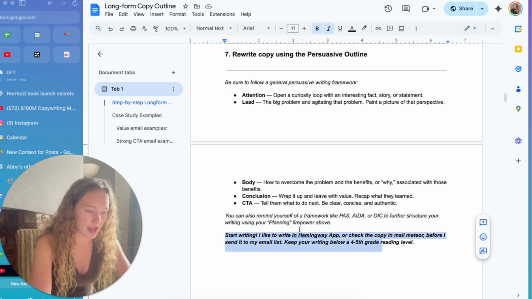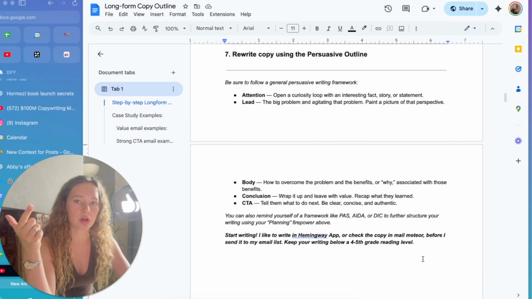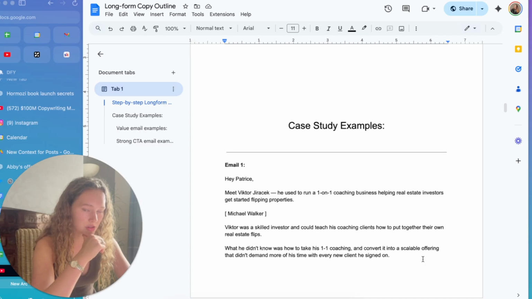And then you want to start writing. You can use Hemingway, that's a great app, or Mail Meteor is another good one, to make sure that your copy is, number one, below a 5th grade reading level, and number two, that it doesn't have spam words that are going to get your email tanked by Google, because that would suck. And it's happened to quite a few people I know.